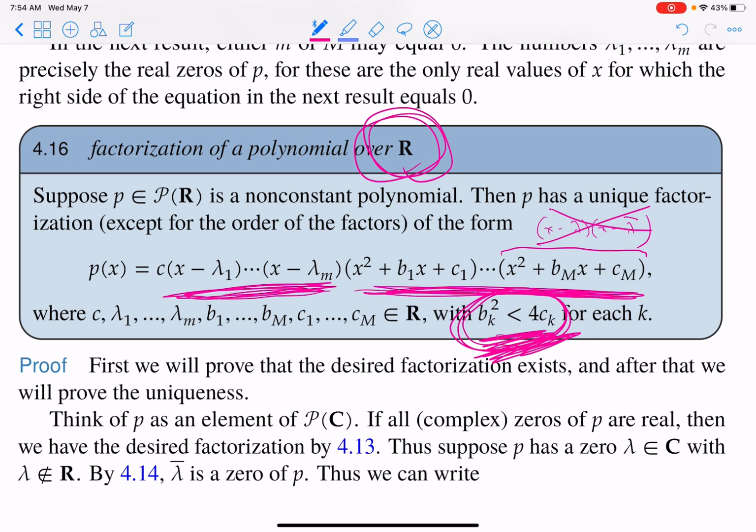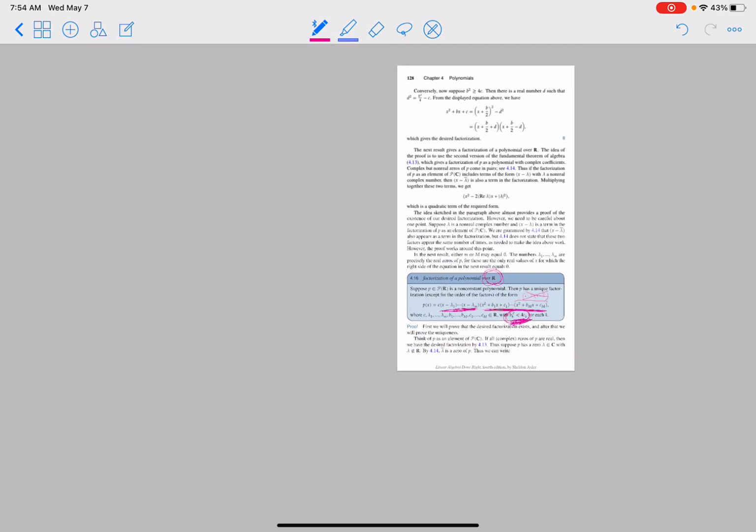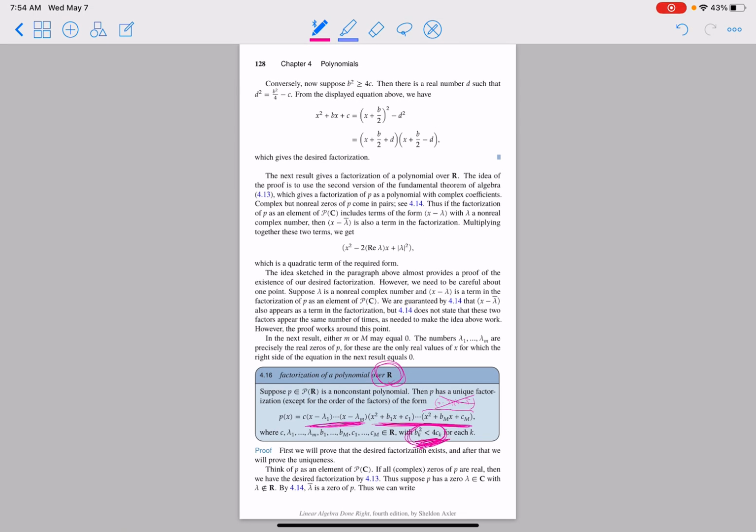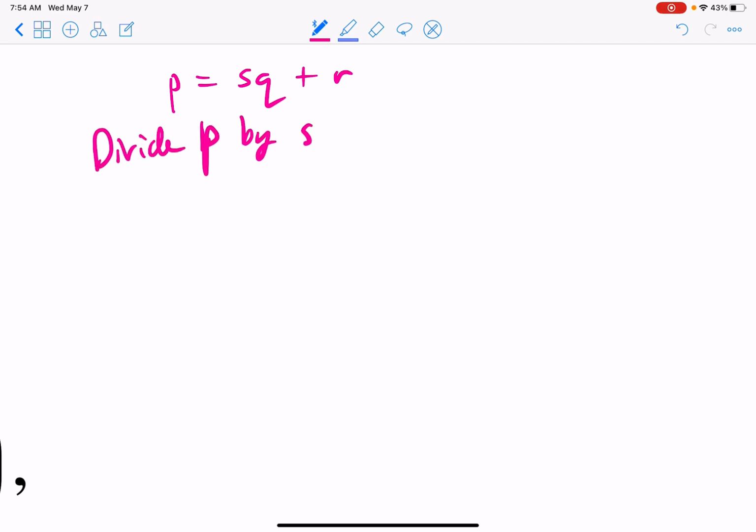That's my going over of chapter 4. Maybe just one last thing. Let me just show you the polynomial division algorithm, s q plus r. So let's divide p by s. Let's say, I'm just going to do an example right now, p is this, plus 2x minus 3. Hopefully I can remember how to do this. And let's say we want to divide it by x minus 2.